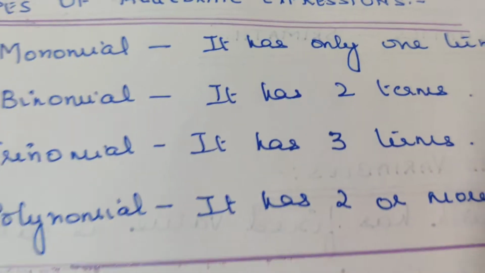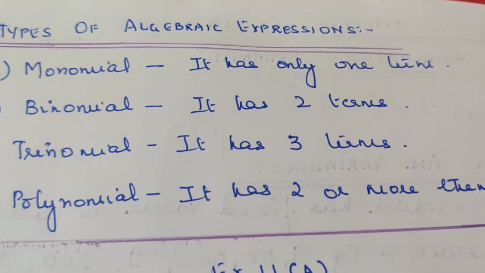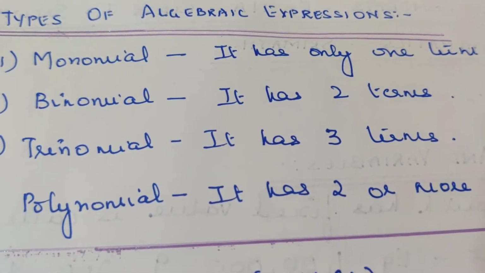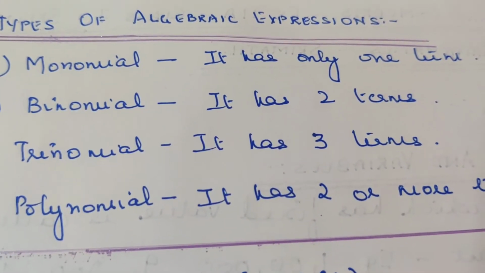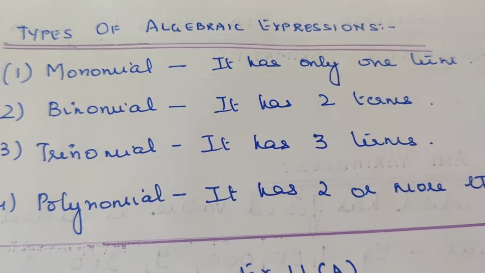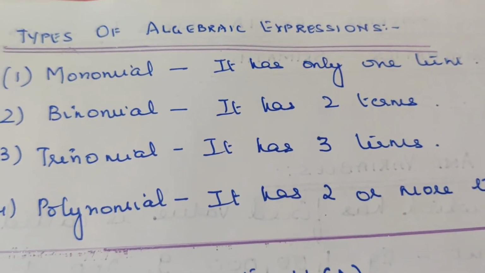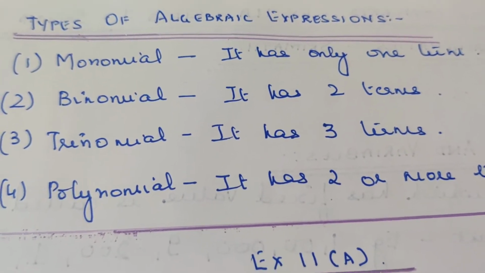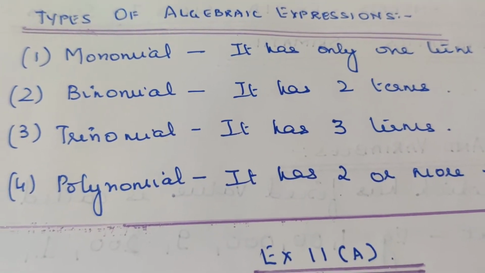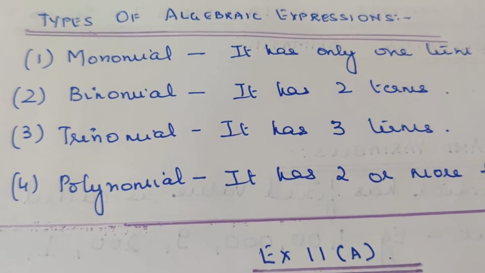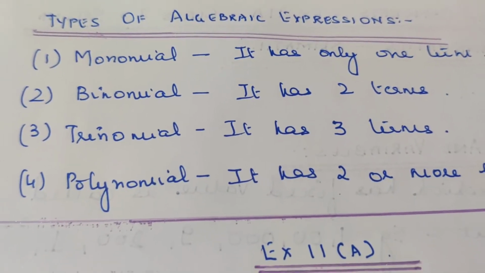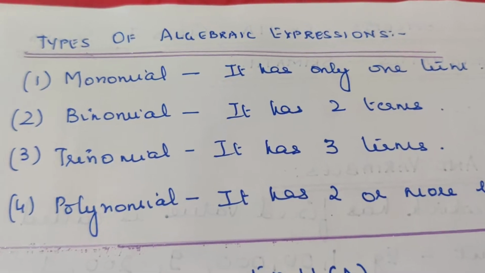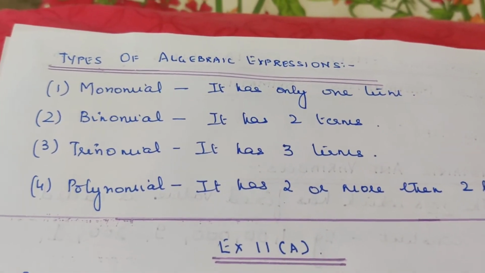Types of algebraic expression. Monomial will have only one term. Mono means one, so it will have only one term. Binomial, that is two terms. Bi means two, so it is two terms. Trinomial, tri means three. You know that tri is three, therefore it is three terms. Polynomial has two or more than two terms.